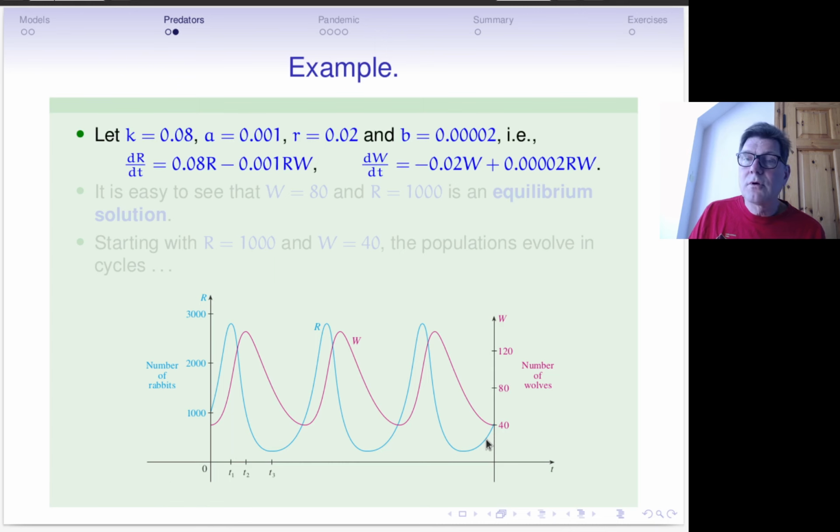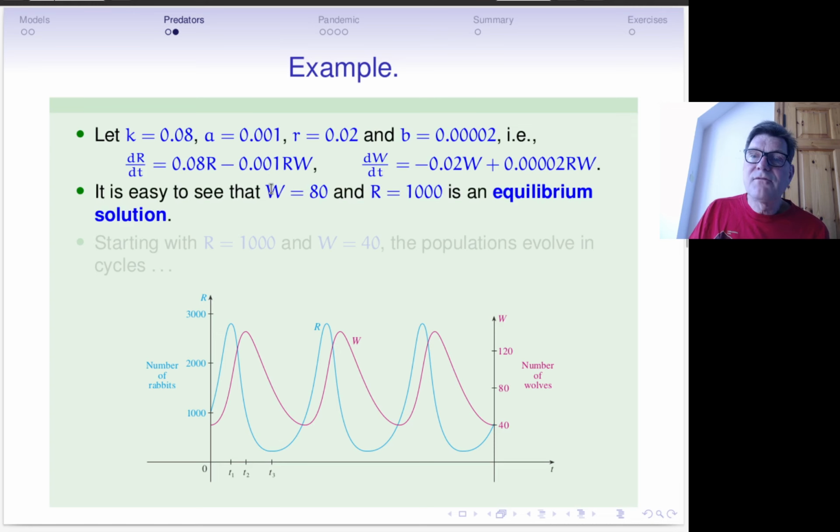Let's be a bit more concrete and provide specific values for these constants. Let's say k is 0.08, a is 0.001, r is 0.02 and b is 0.00002. That is, the two differential equations now have this concrete form with precise numerical values for the constants. And one thing one can do, for example, is look for equilibrium solutions.